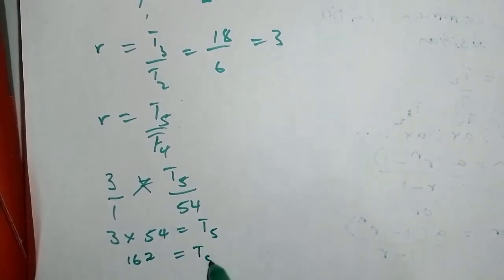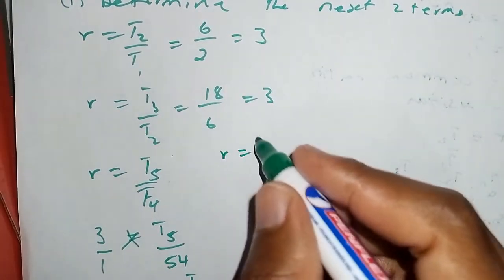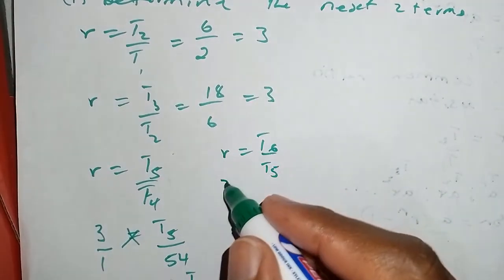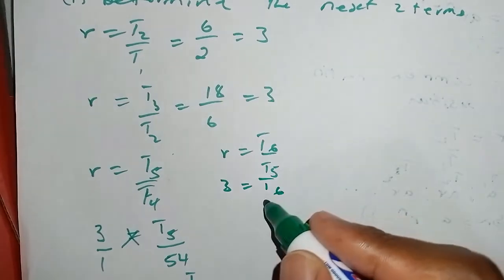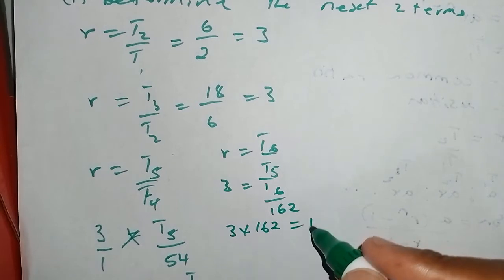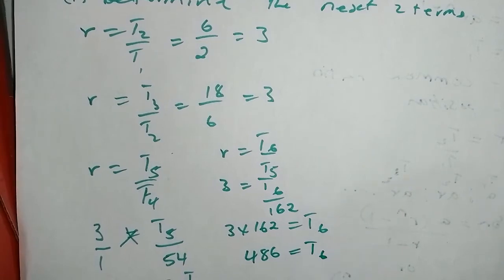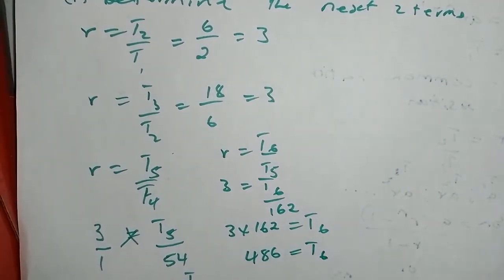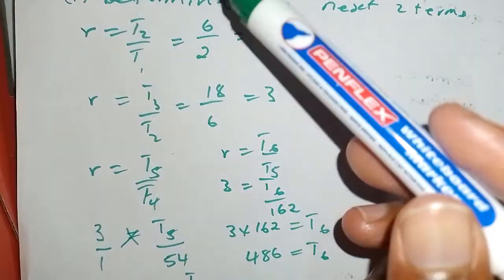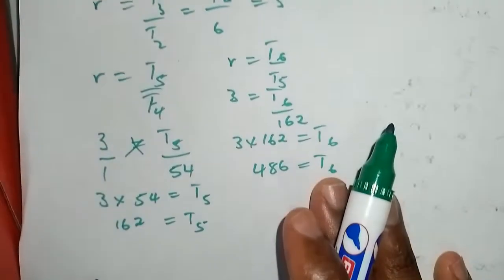This is T5. Similarly, when I want to calculate T6, I'm just going to say r is equal to T6 divided by T5. What is my r? It's 3. T6, I don't have it. T5, 162. Then 3 multiplied by 162 is equal to T6. Then 486, yes, equals T6. There. This is how I calculate it. That is why you heard me saying 2 multiplied by 3, 6 multiplied by 3, because of my common ratio. Right? Let's move to the next question.